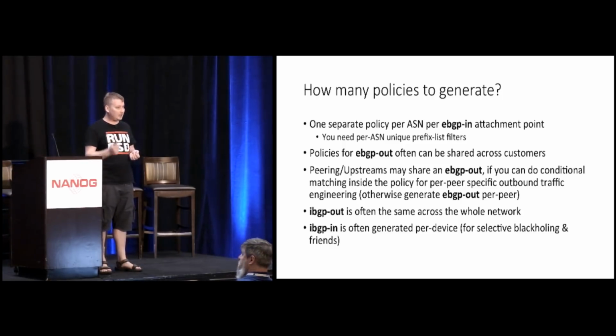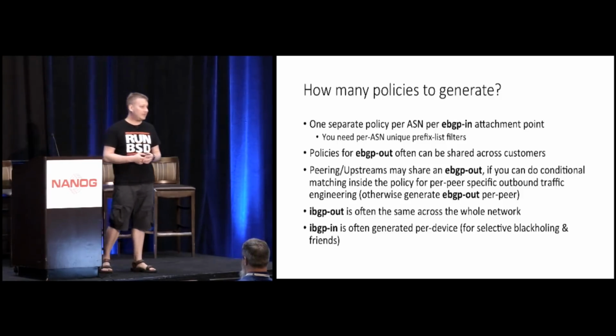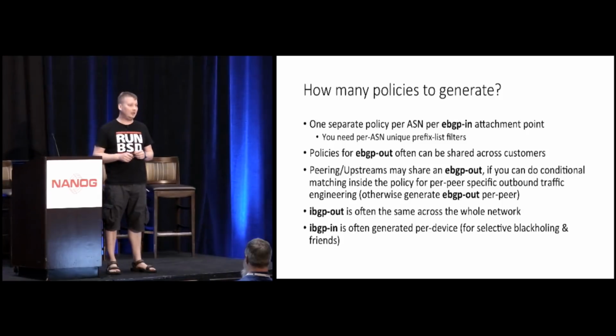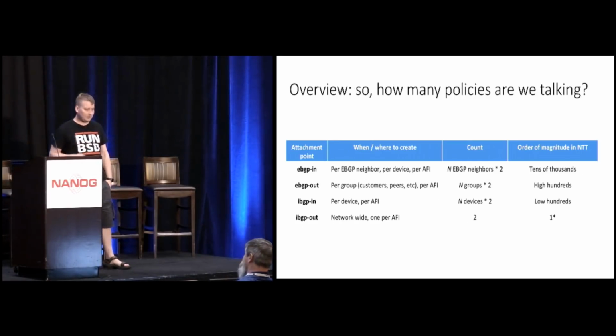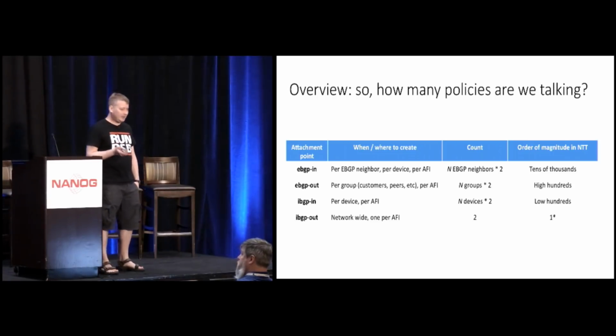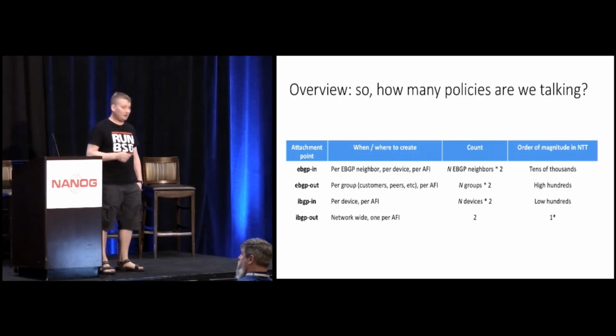But iBGP in often is unique per device, because each device is in its own unique geolocation, has, for things like selective blackholing, unique iBGP ins per device. To put that in numbers, eBGP in, we have tens of thousands in the network. eBGP out in the high hundreds, iBGP in low hundreds, because it's a unique policy per device, and then iBGP out, there is just one.